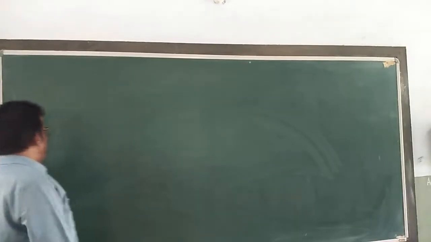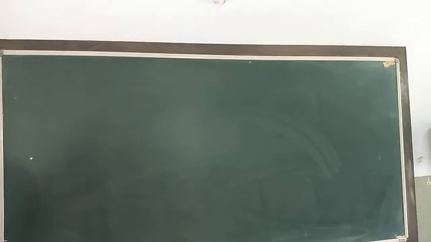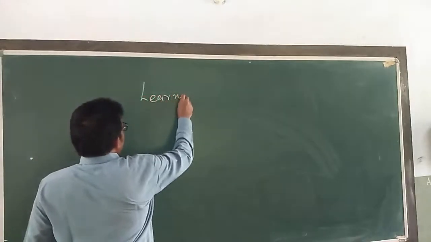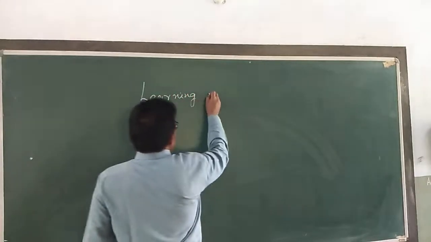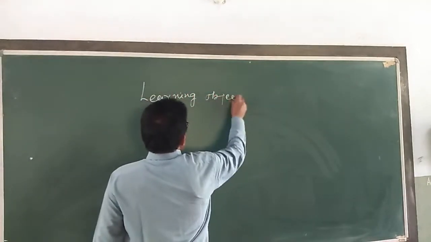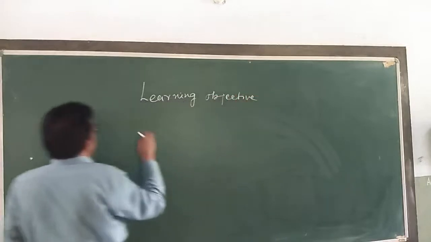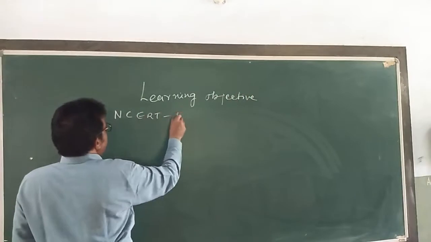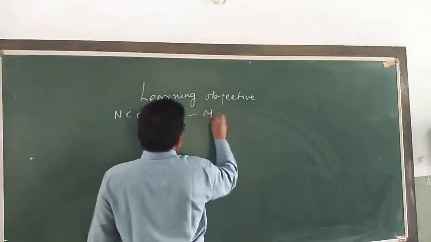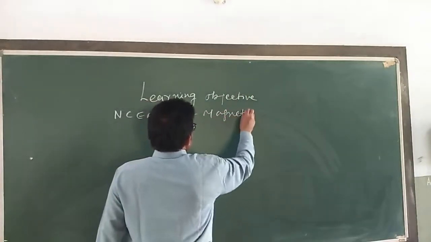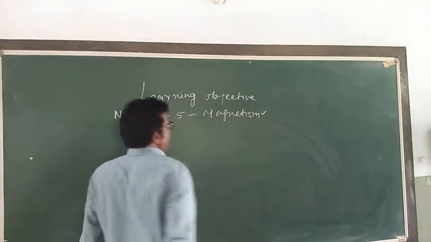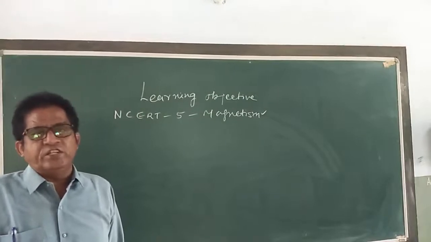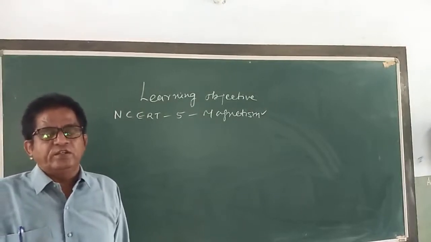Now, today's learning objective that we are going to discuss here is from our chapter, NCERT chapter number 5, that is magnetism. Last year some parts were deleted from this unit, but still things are not clear, so we are doing it here.